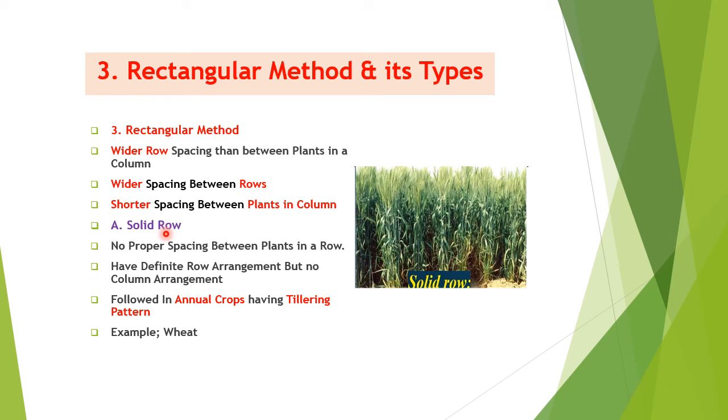It can be a solid row: no proper spacing between plants in a row, have definite row arrangements but no column arrangements. There are row arrangements, but there is no column arrangement. Followed in annual crops having a tillering pattern. Tillering pattern means they have a bushy pattern, where a number of offshoots will be formed. That's why there is no pattern in a column. It's called a solid row. Example is wheat.